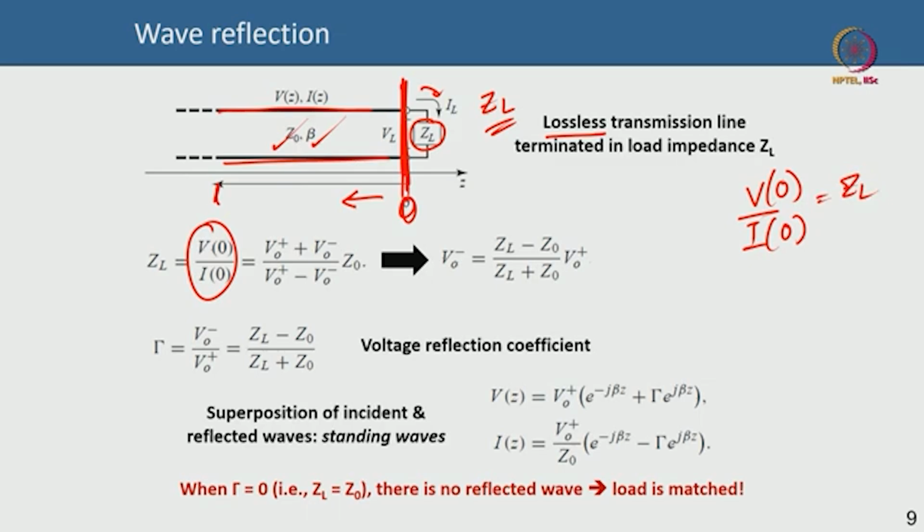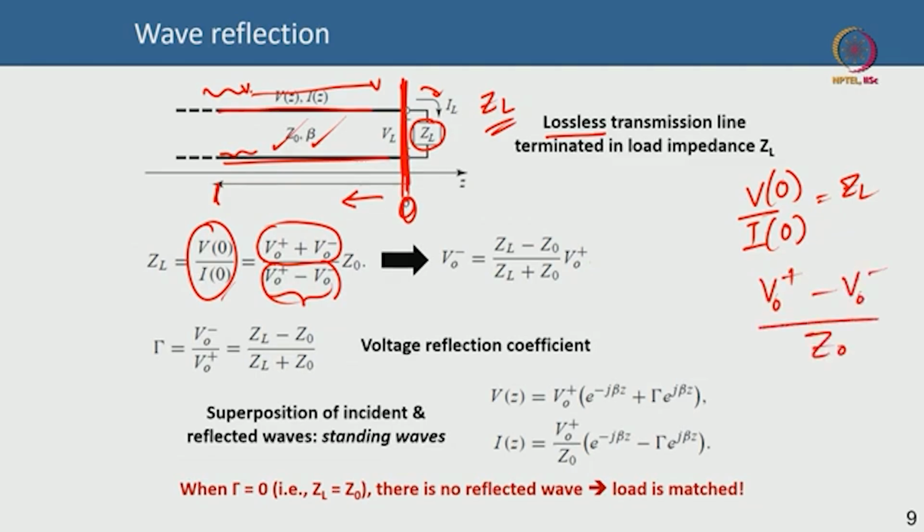Now, if I have an incoming wave of V0 plus and an outgoing or reflected wave of V0 minus, then I have to add them together because the voltages are adding up. However, for the current, you have to subtract because you are talking about a potential difference. There is a voltage that is coming, V0 plus, and a voltage that is going out, V0 minus, the difference of the two divided by Z0, which is the characteristic impedance of the line: V0 plus minus V0 minus divided by Z0. This gives you the current that is flowing.